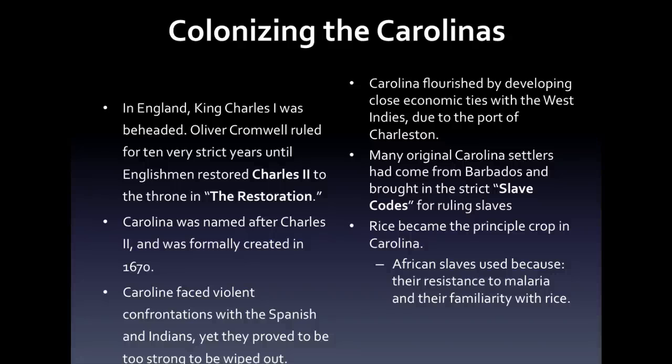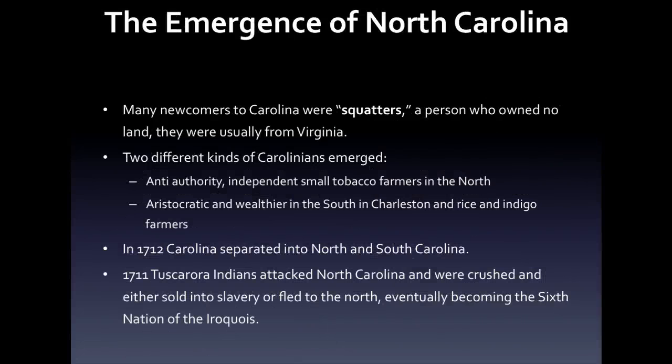In Carolina, the principal crop that they grew, instead of sugar like in the West Indies, was rice. Like I said earlier, the African slaves were more resistant to malaria and more familiar with rice and other crops, so they were more favored down there.